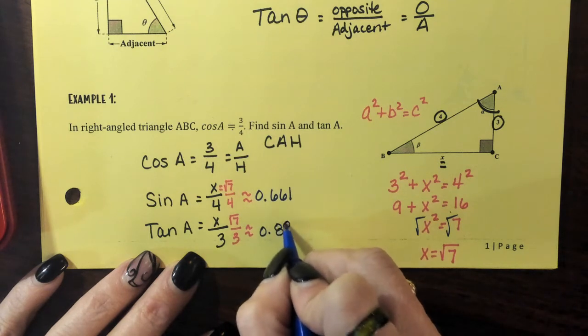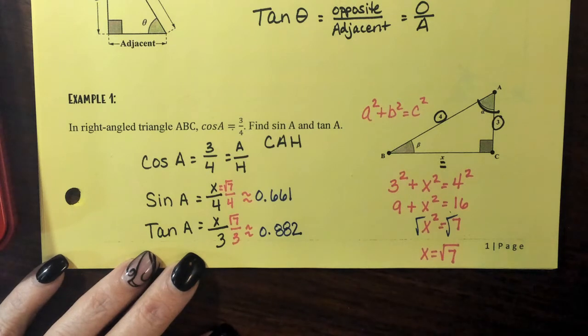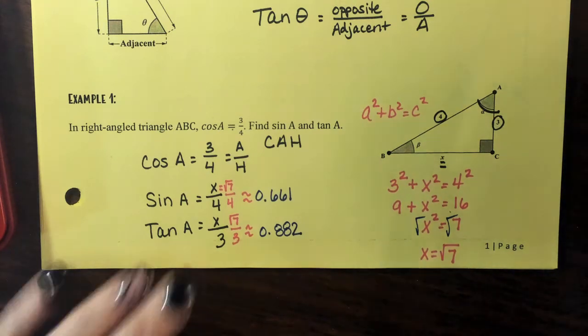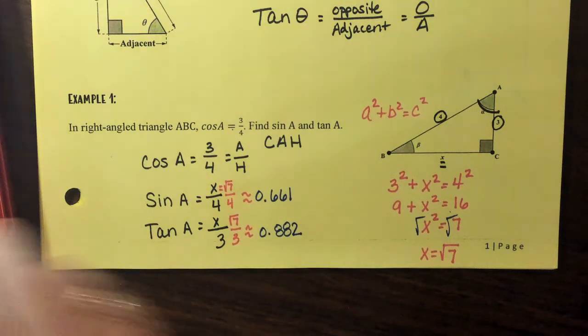If you got something different, try it again. If you still get that same thing, I probably got it wrong when I did it, but I'm going to trust that I think I got it right. All right, and so that was our example 1. Let's turn the page.